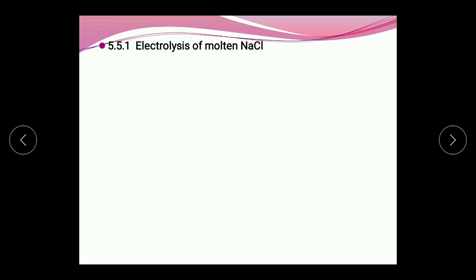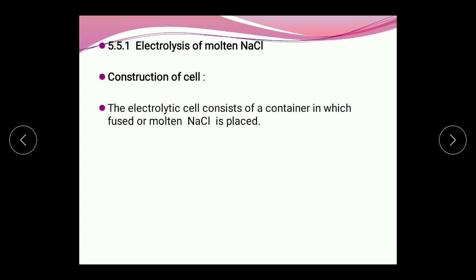So we will study the construction of the cell for this process of electrolysis. For that, again, as I told you earlier, a container is taken. The electrolytic cell consists of a container in which fused or molten NaCl is placed.